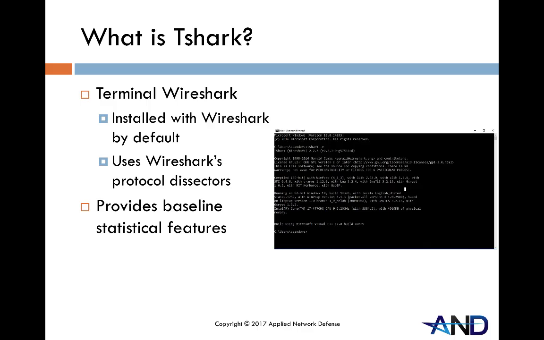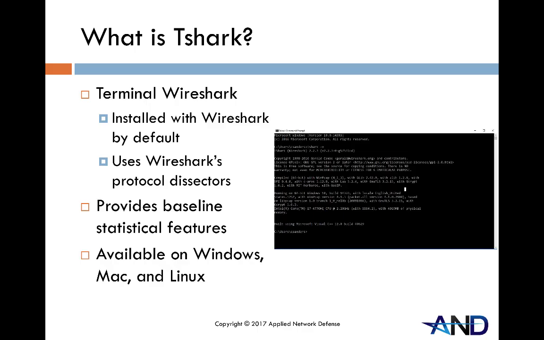TShark also provides a baseline set of statistical features very similar to the feature set provided in Wireshark. So you can do things like look at the list of conversations or a protocol hierarchy or view TCP streams. You didn't used to always be able to do those things, but now in TShark you can, and you can all do that from the command line, which is pretty cool.